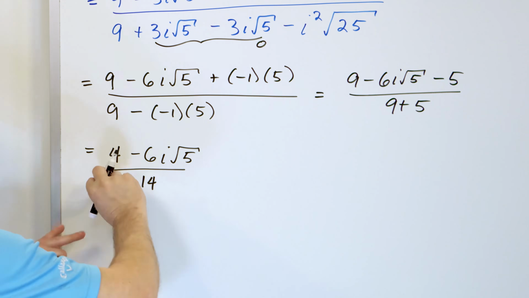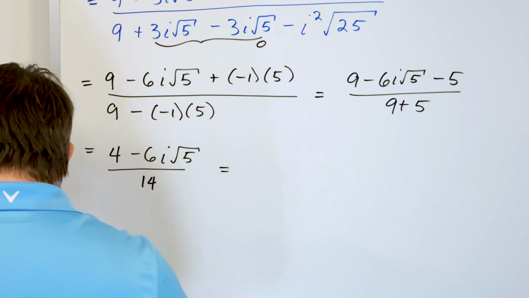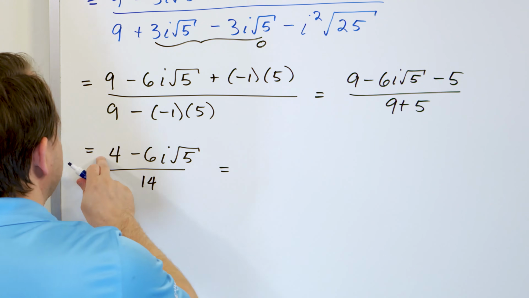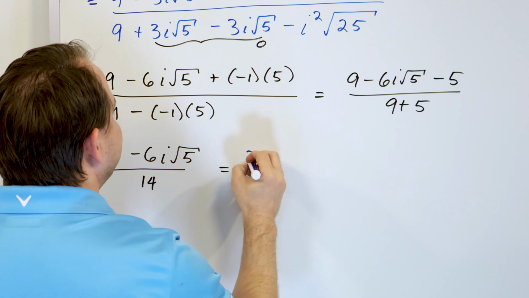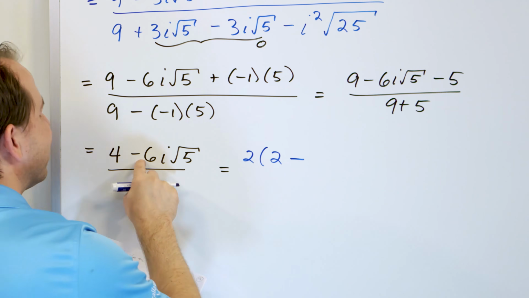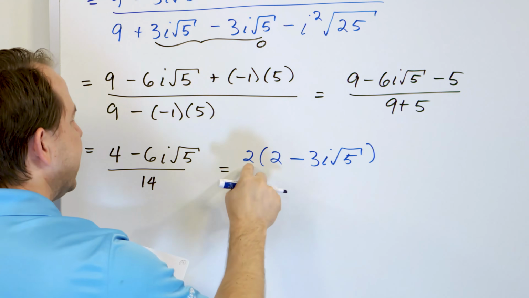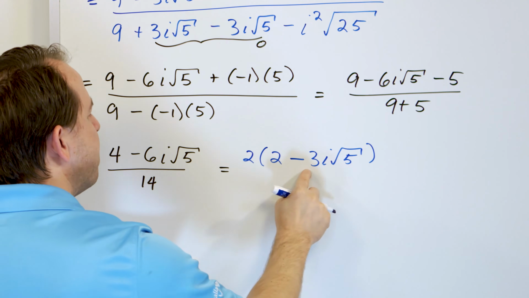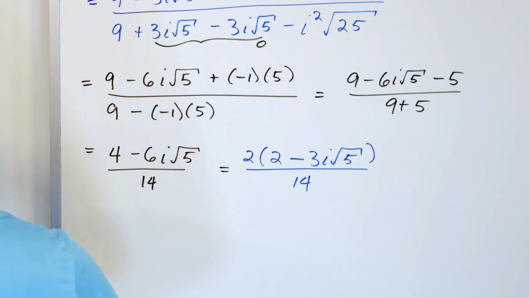Okay, so we want to break it up, but we see we have a 4, a 6, and a 14. So we suspect that we can simplify it by factoring. So let's factor out a 2 from the top. If we factor out a 2, 2 times 2 is going to give me 4. Minus sign from here. 2 times 3 is going to give me 6, so it's 3I root 5. Double check that when you go back, you get the 4, you get the minus 6I root 5. And on the bottom, you're going to have the 14.